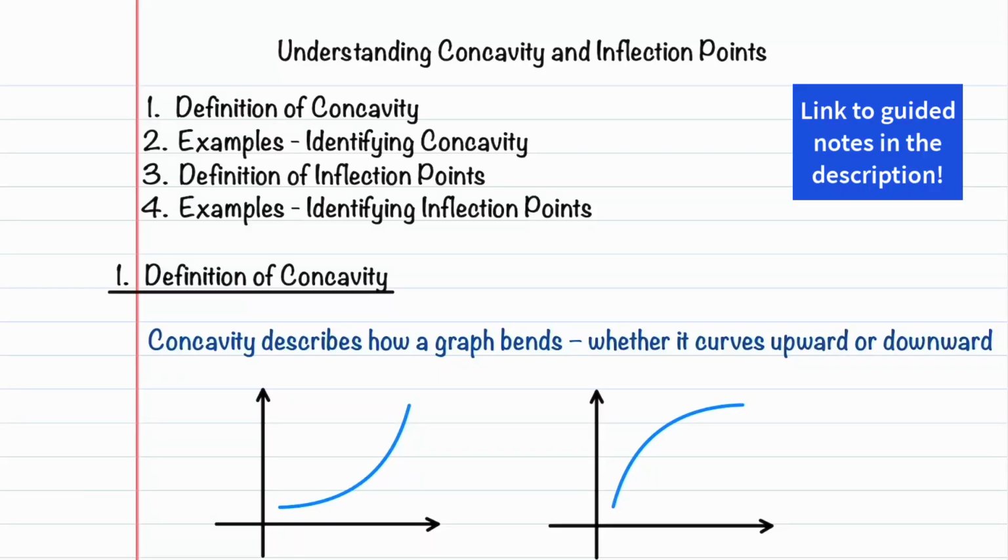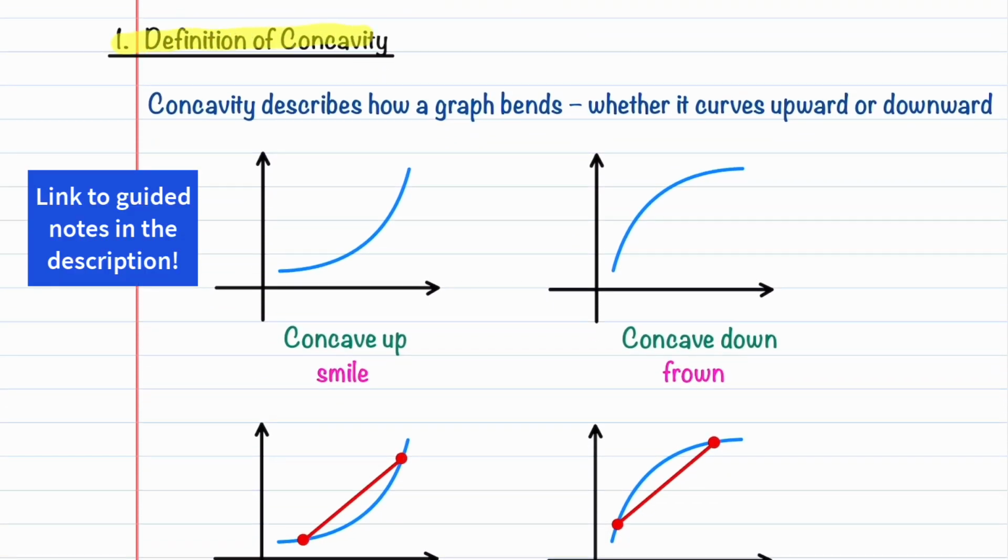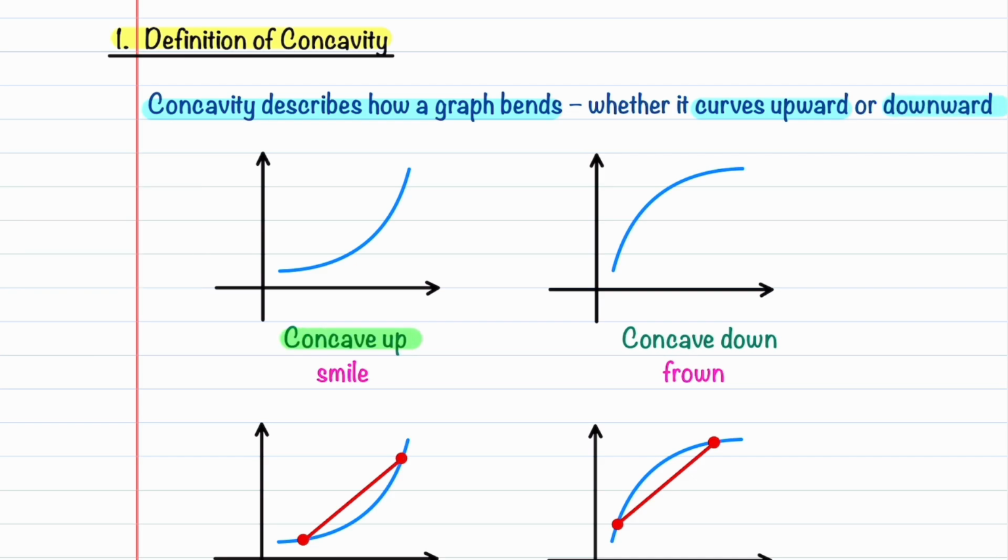In this video, we're going to talk about concavity and inflection points, and then walk through some example problems. Let's begin by learning about concavity. Concavity describes how a graph bends, whether it curves upward or downward. If a curve is concave up, it curves upward like a smile. And if a curve is concave down, it curves down like a frown.